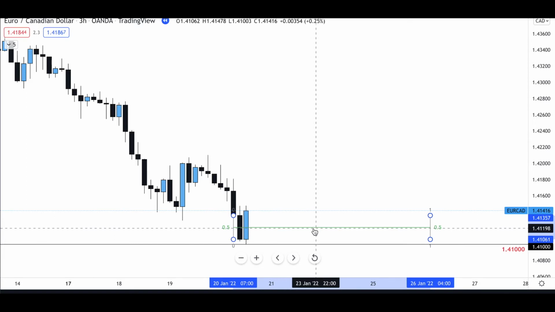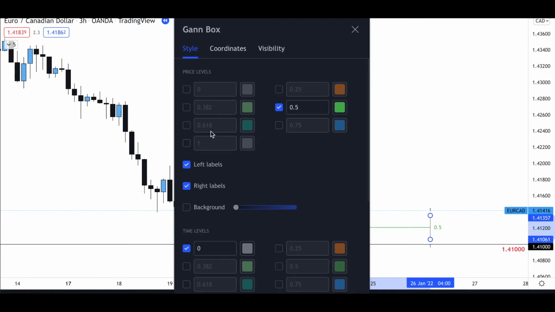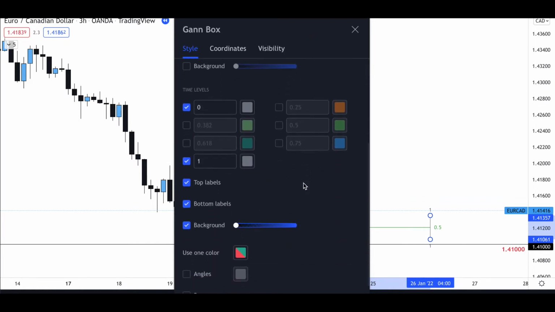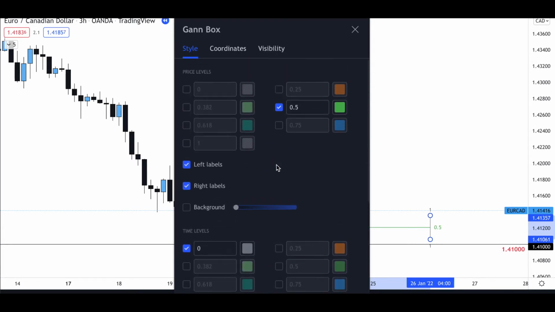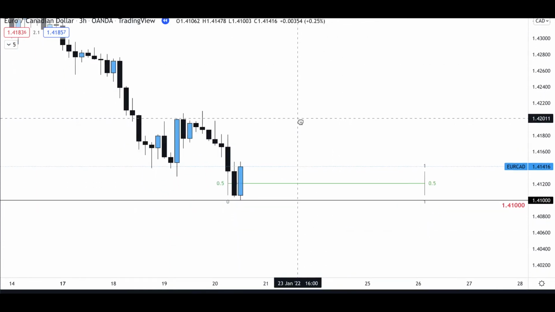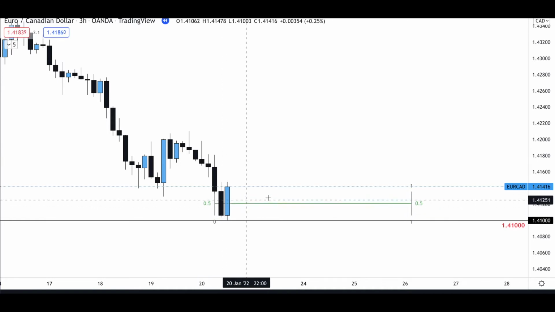And on my Gann box, I have a 50%. So I'm going to click on this so you guys can see my settings on this particular Gann box. As you can see, everything is grayed out. I have a few settings down here checked. The time levels is 0, but the only thing I have notated is a 0.5, which gives me 50%. So this lets me know that we're utilizing 50% of this order block, the smallest candle.